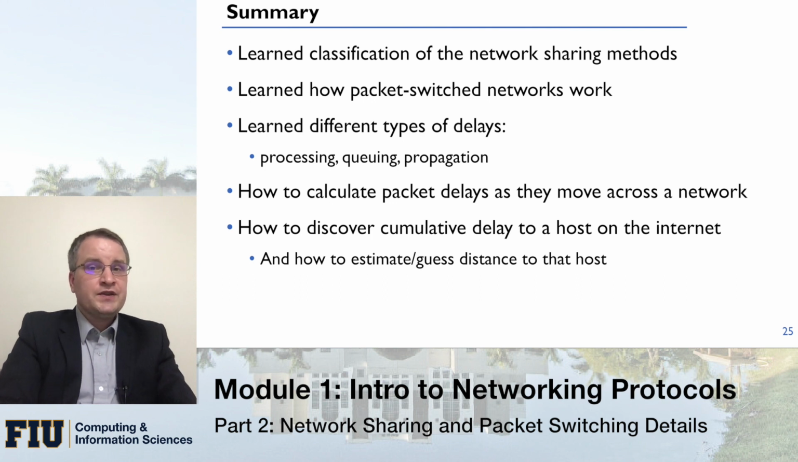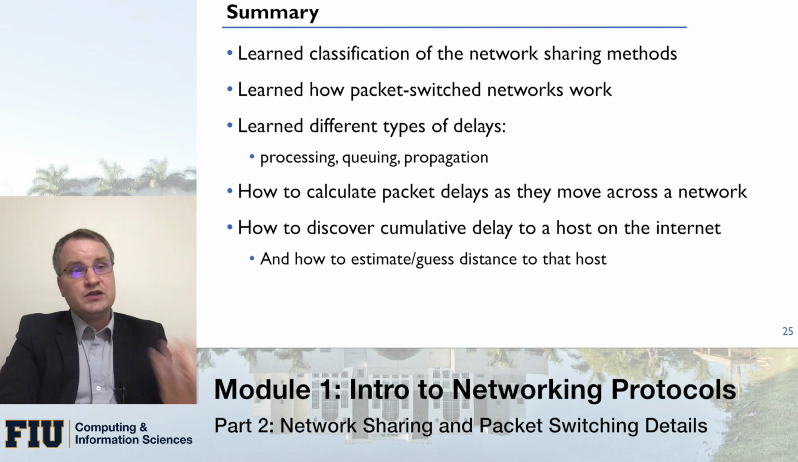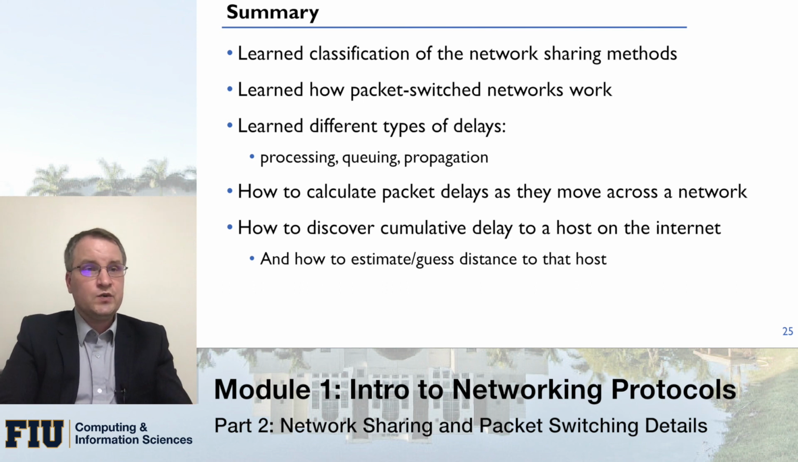And to summarize what we have learned in this part, a few things. One thing is network sharing methods. If we have a network that consists of multiple different links, multiple different places where you can connect those links, you can have several ways of sharing those resources. You can do it in a guaranteed way. You can do it in a less guaranteed way. In a guaranteed way, you have to do some form of circuit switching.